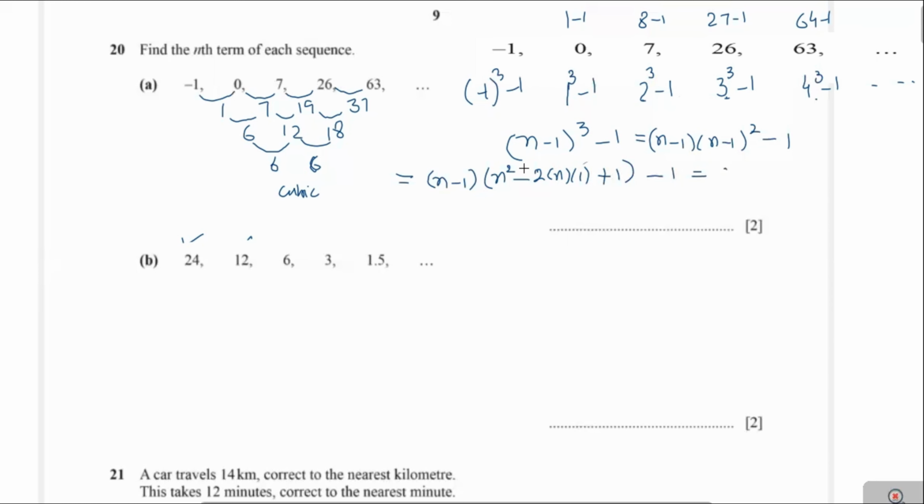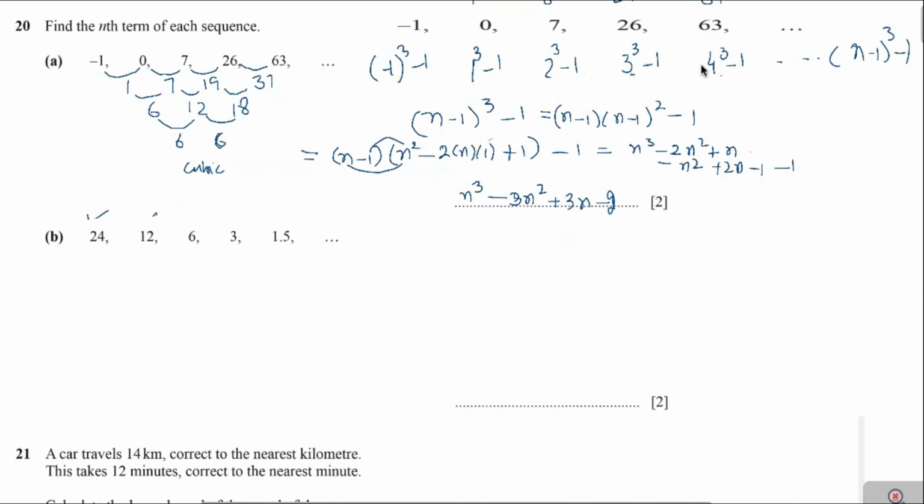Now we multiply n into n, we get n cube, and n into minus 2n is minus 2n square, n into 1 plus n, and next is the minus 1, we multiply by this, minus n square, minus 1 into 2n is plus 2n, minus 1 plus 1 minus 1, and this minus 1 is written as it is. Therefore, that value will be equal to n cube minus 3n square plus 3n minus 2. And this is the answer.